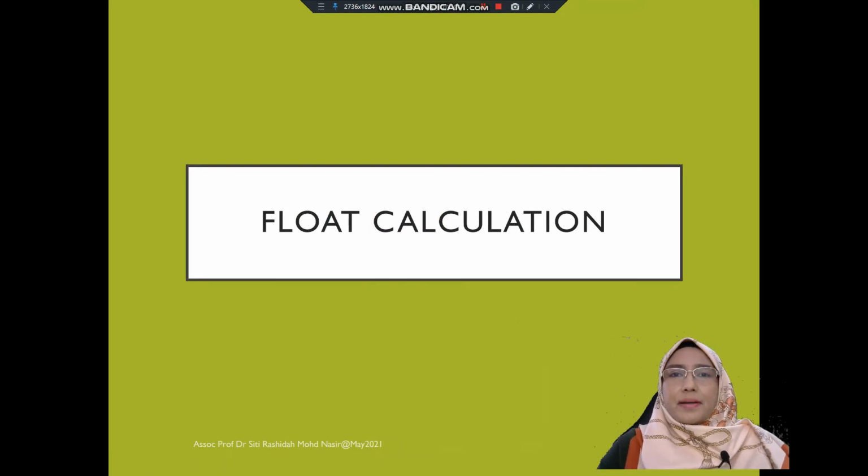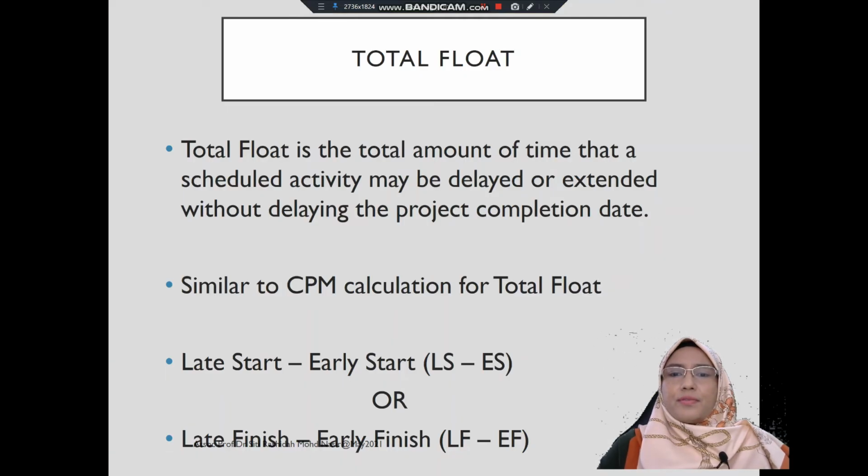Similar to critical path method, precedence diagram also consists of float. Let's look at the first float, which is total float. Total float is the total amount of time that a scheduled activity may be delayed or extended without delaying the project completion date. So this is similar to the calculation of total float in critical path method, where the formula is late start minus early start, or late finish minus early finish.